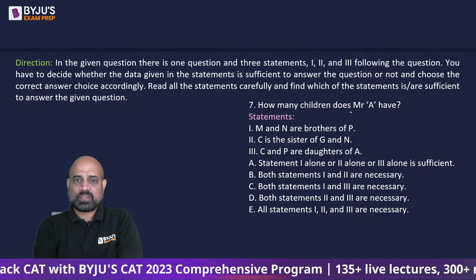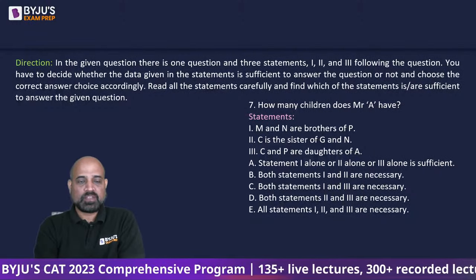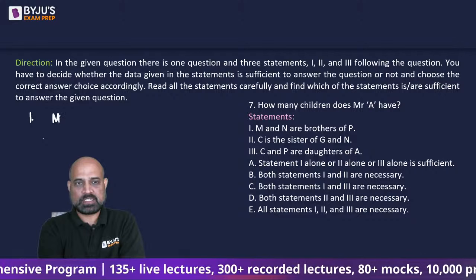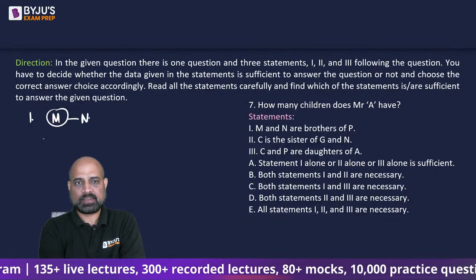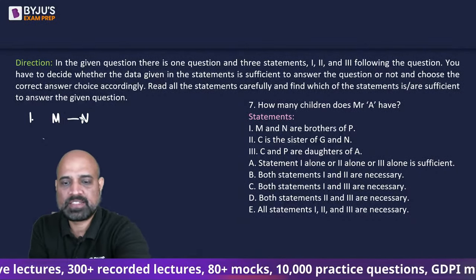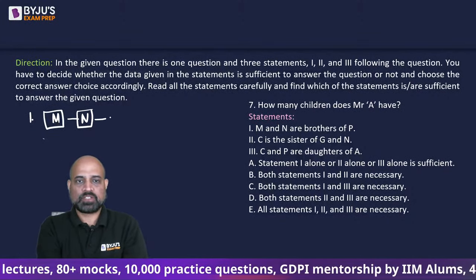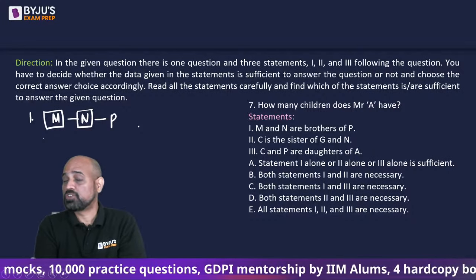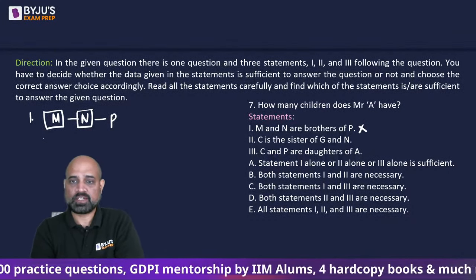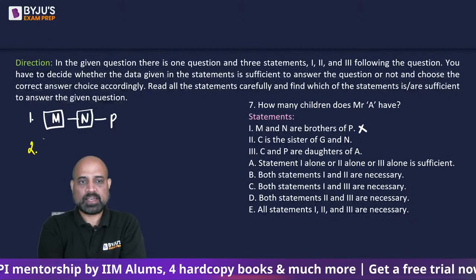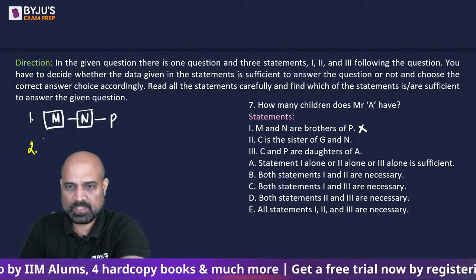So M and N are brothers of P. So we have got from the first statement we see that M and N, sorry, I should use rectangles for this. M and N are brothers of P. Not good enough. So first alone se to nahi aa raha. Second statement, C is the sister of G and N. Oh, I should hide myself, I think.